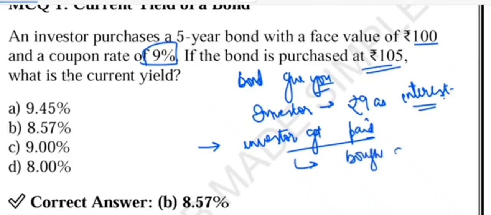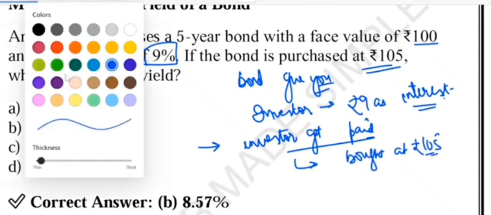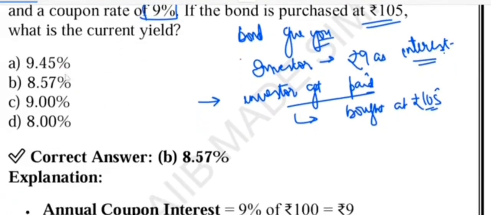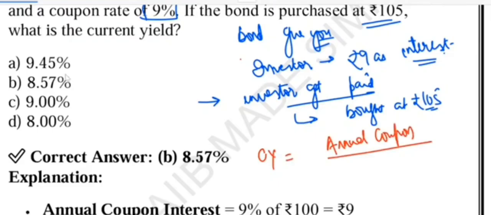The bond was bought at rupees 105, right? So this is the point. Now, if we apply the current yield formula, if you remember it, it is very easy to understand. In the case of finding the current yield, or CY, you write the annual coupon in the numerator. And in the denominator, you write the purchase price. Annual coupon divided by purchase price multiplied by 100.